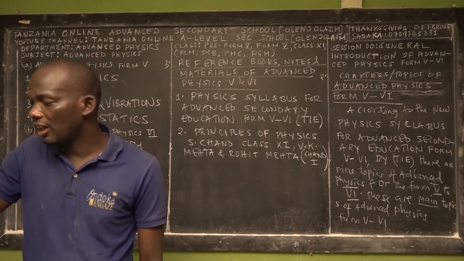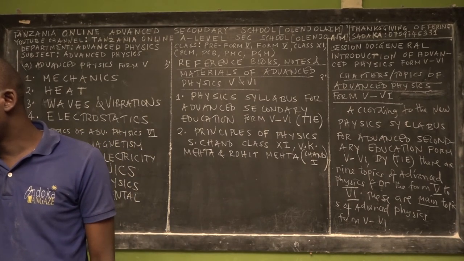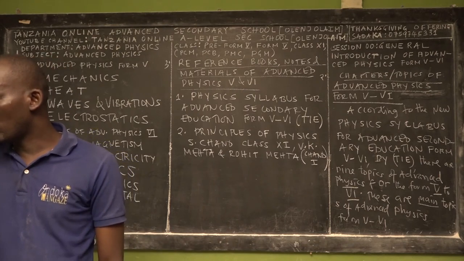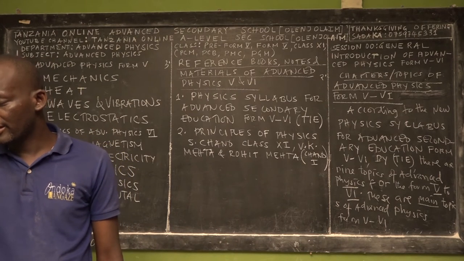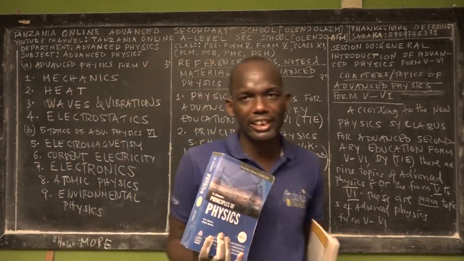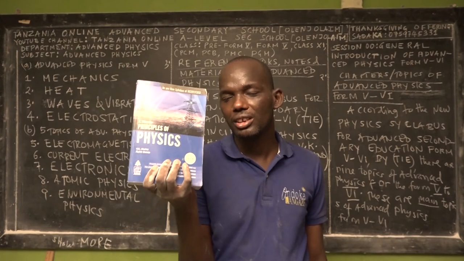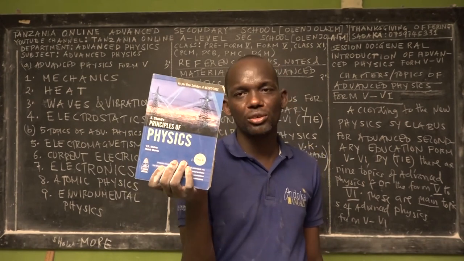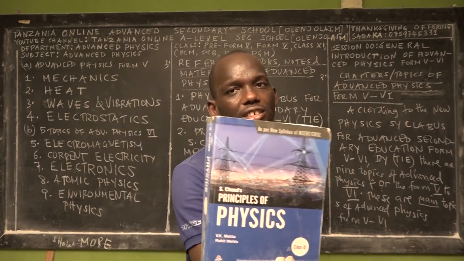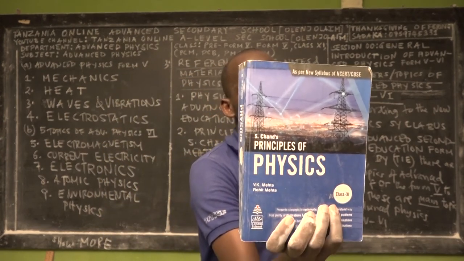It's the book that I showed you. It's a sample that you can access or order in our Tanzania Online Advanced Library. This is what you call it, Principles of Physics by S. Chand, and this is class 11. This is Chand 1, right? This is Chand 1. Wonderful.